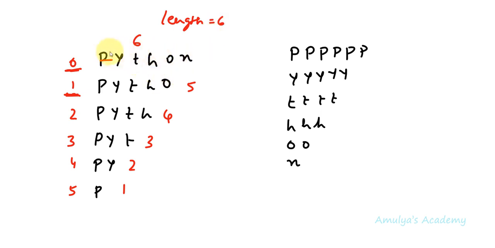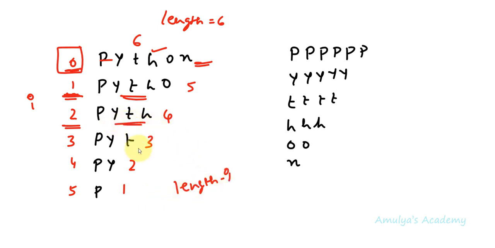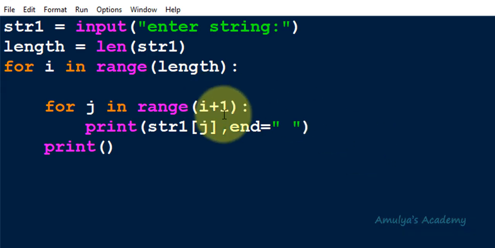and here I want 6 characters first, right? So I'll take length minus i. I want length minus i in every row. Here length is 6 minus i. So at row 0, 6 minus 0, we'll get 6 columns. At row 1, 6 minus 1, so I'll get 5 columns. At row 2, I'll get 6 minus 2, 4 columns. It will work like that. So we want length minus i columns in every row.